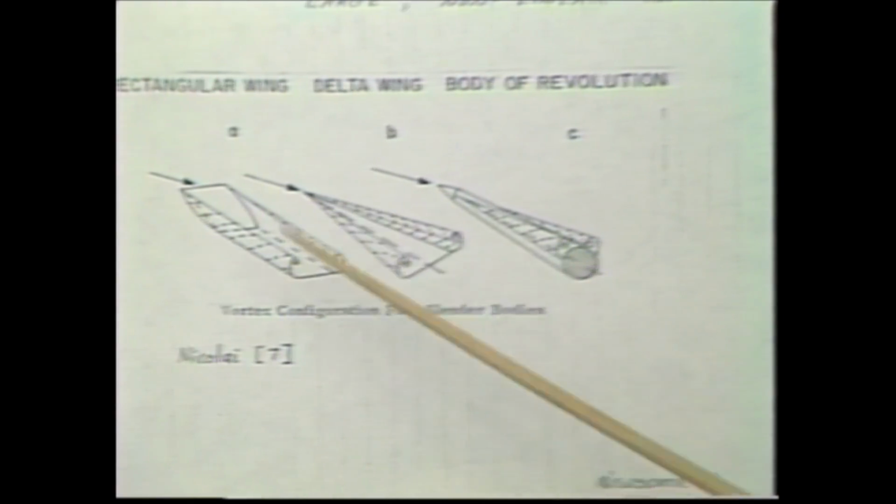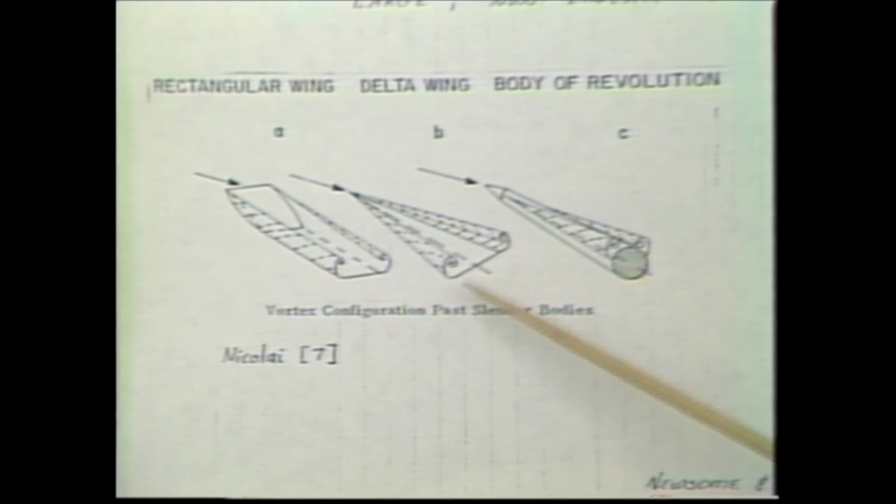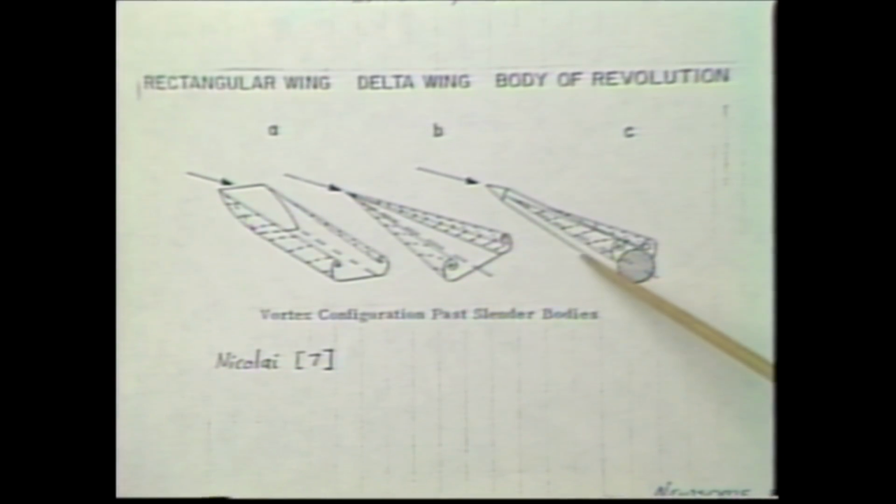Over to the left, you'll see different shapes: rectangular wings, delta wings, and cones all produce this kind of effect. And our body shape is somewhat like that rectangular shape there.